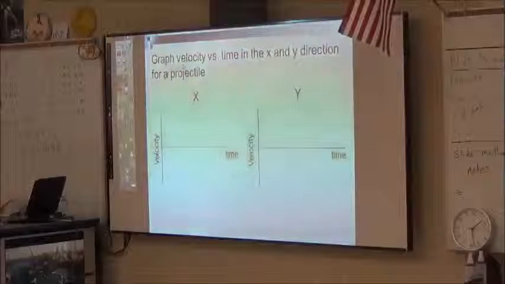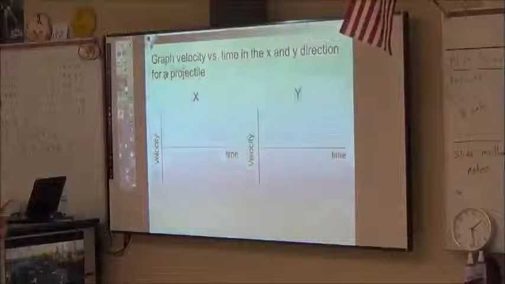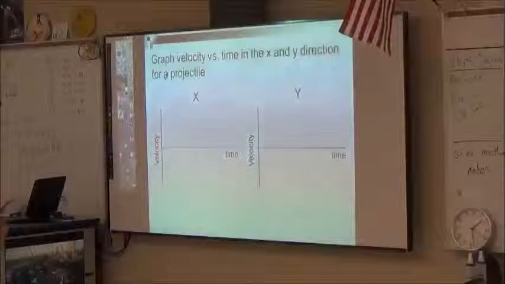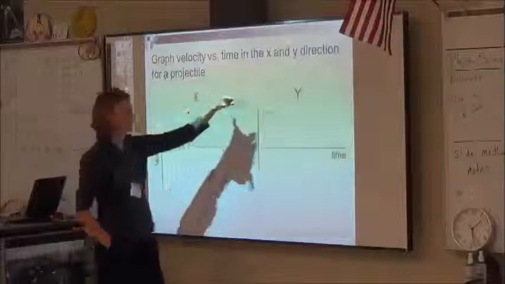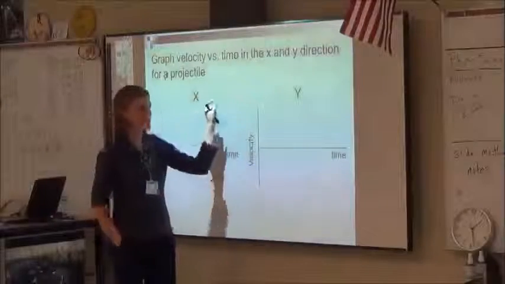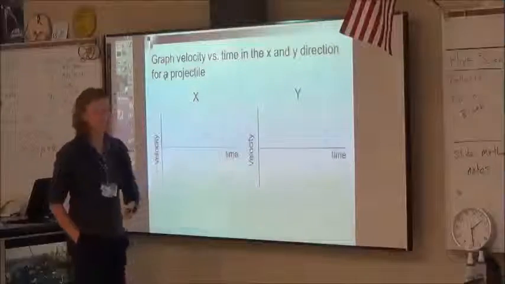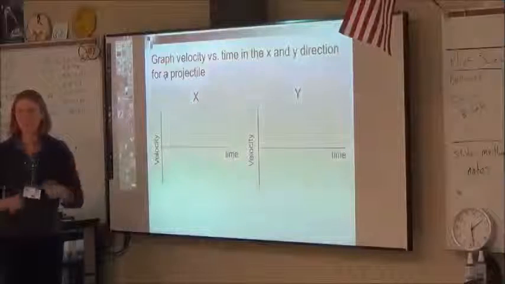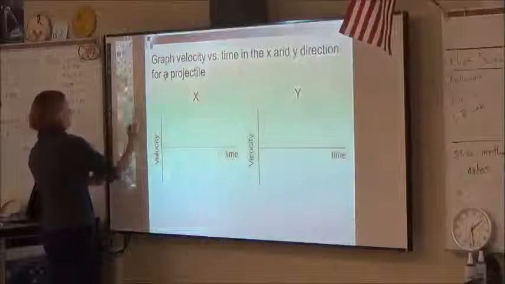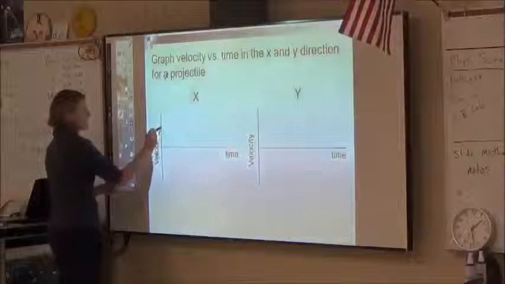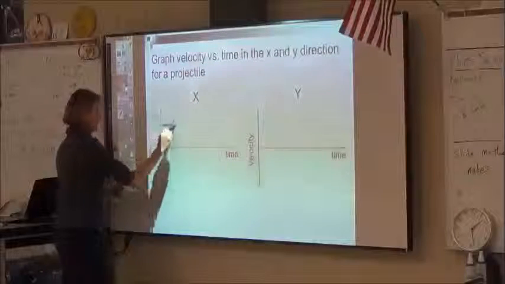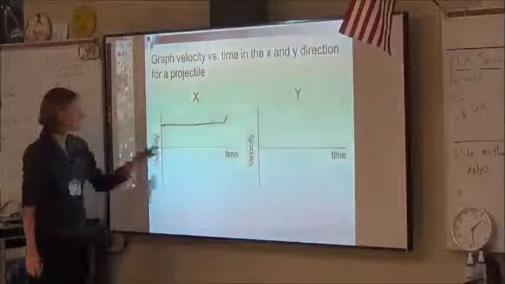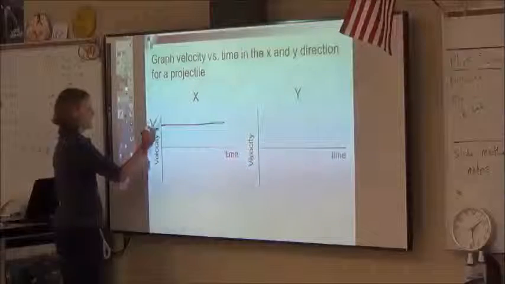All right, a couple quick graphs. What would the horizontal graph look like? Think of the trajectory we just drew. We just drew all the horizontal over time. They were the same. So whatever your horizontal velocity is, it's not changing. So it'll just be some consistent graph at whatever Vx is.